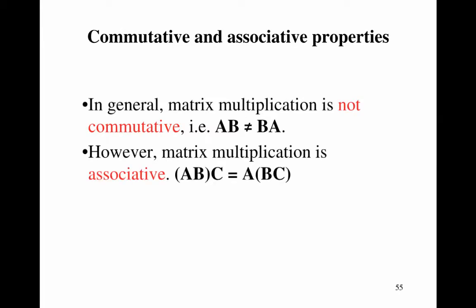Commutative and associative properties. In general, matrix multiplication is not commutative. However, it is associative. So I can take A times B, then times C, or B times C, then times A.